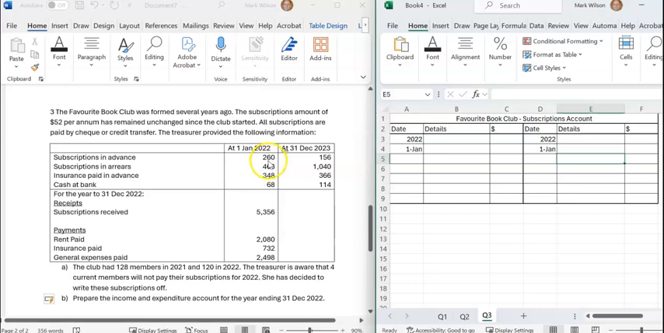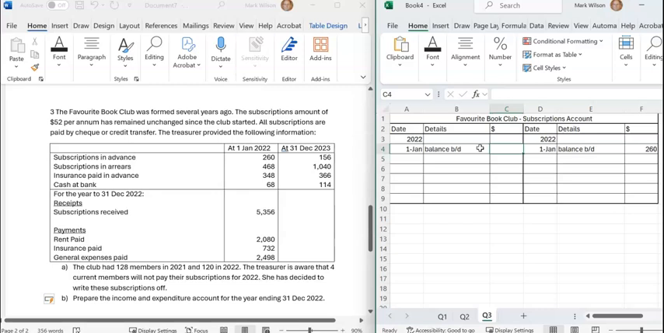These subscriptions in advance are basically last year's payments for this year. So we've actually got a balance from last year of people that have paid for this year. It belongs to this year, so we're putting it into this account. Subscriptions in arrears are payments that are going to be made this year for revenue from last year. So it comes out of this year and into last year's accounts because it belongs to last year.